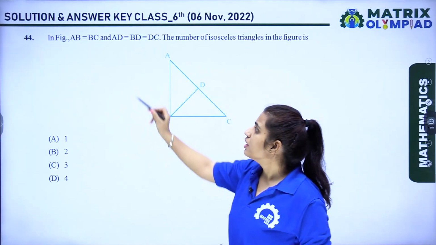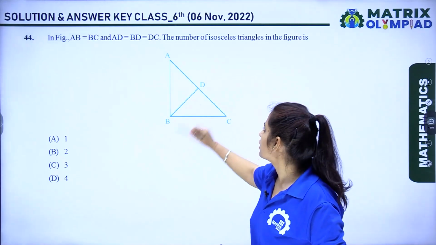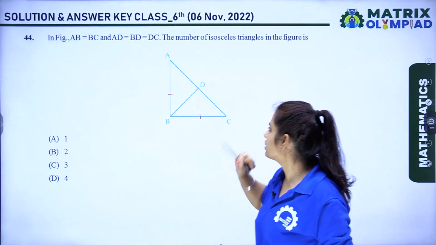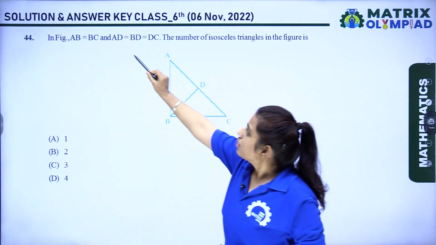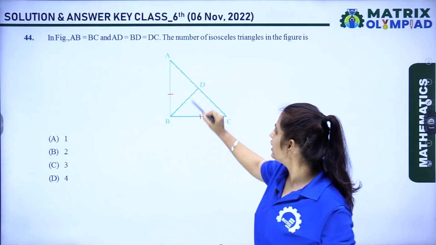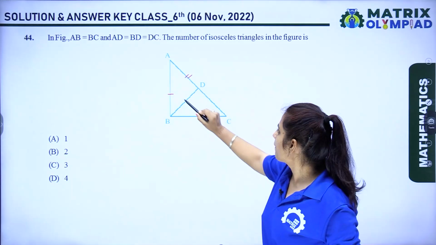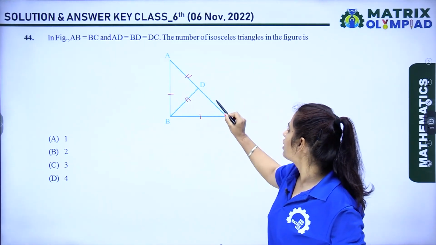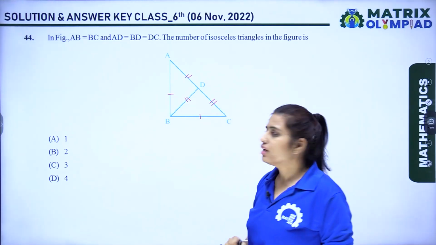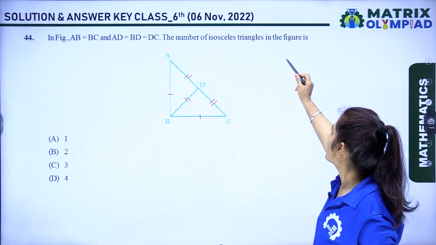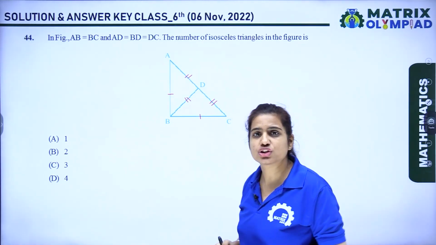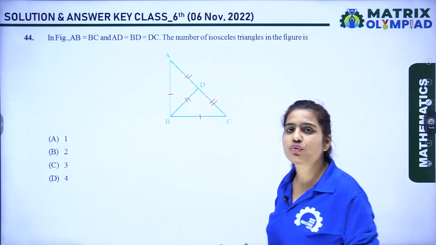Next question is: in figure, AB is equal to BC. This line is equal to this line segment. Now, AD is equal to BD is equal to DC. AD is equal to BD and BD is equal to DC. These three sides are equal. The number of isosceles triangles in the figure is. Now we have to find out the number of isosceles triangles formed in this given figure.